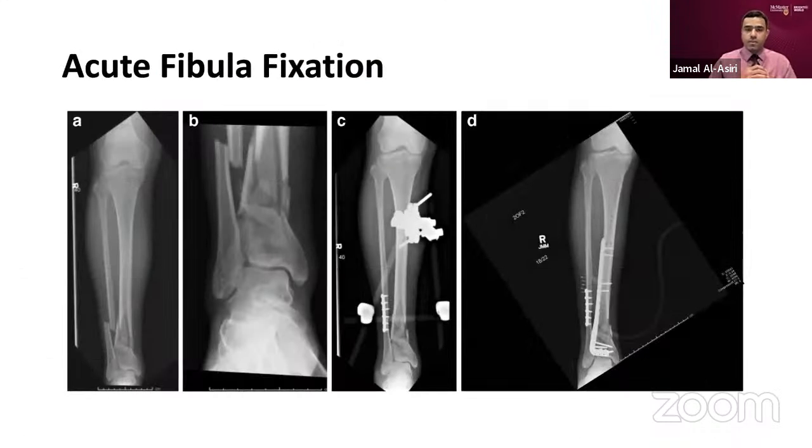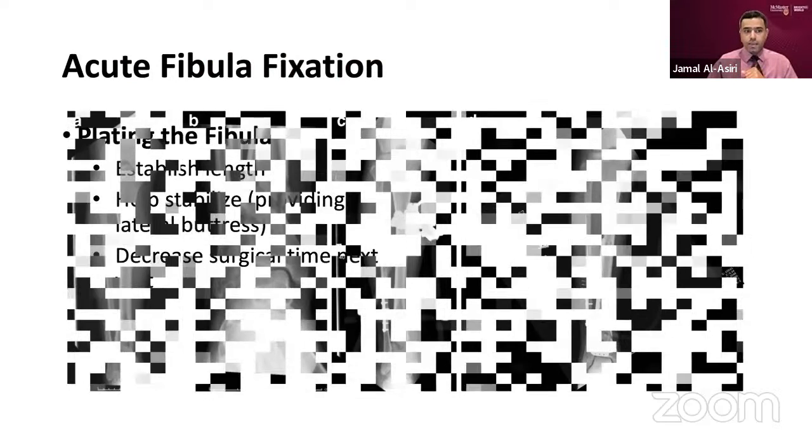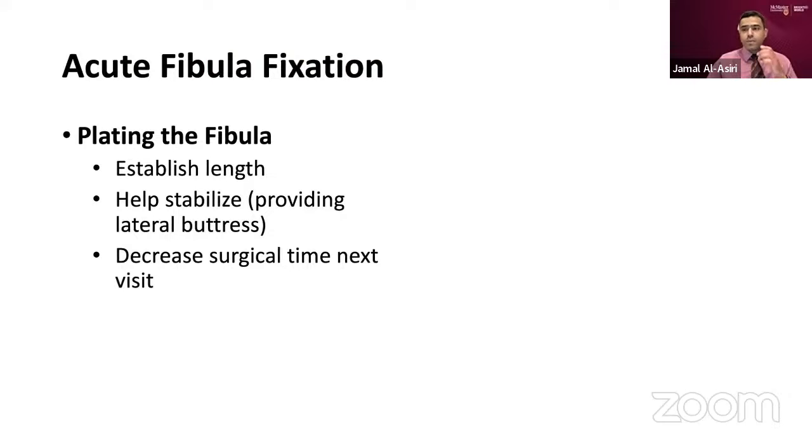Let's move on to the next question. Should we acutely fix the fibula, as suggested by Rüedi and Allgöwer? Okay. What supports plating the fibula? It establishes length. It might help stabilize by providing a lateral buttress and decrease the surgical time for the next visit. That's the proposal for fixing the fibula.